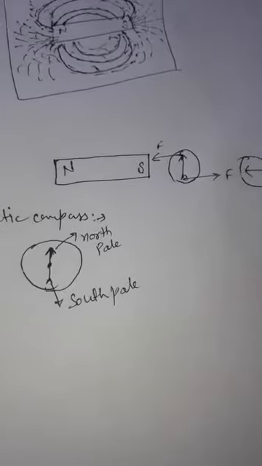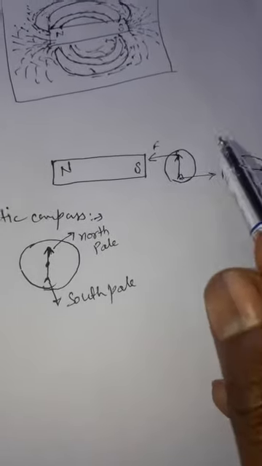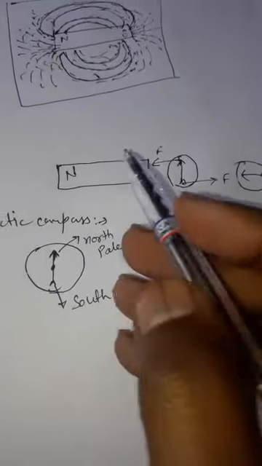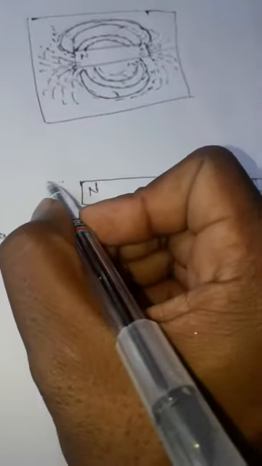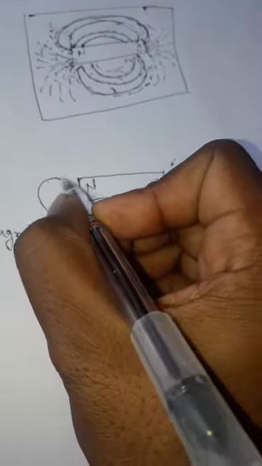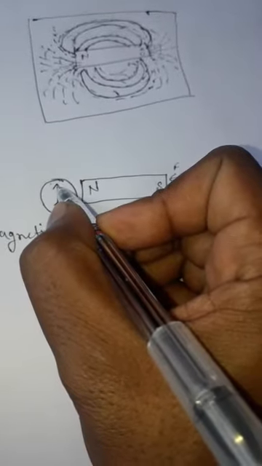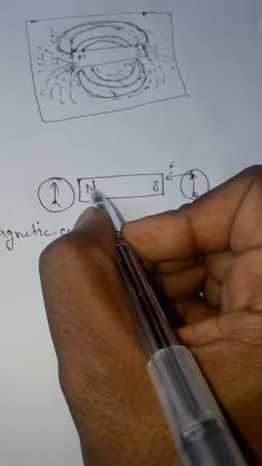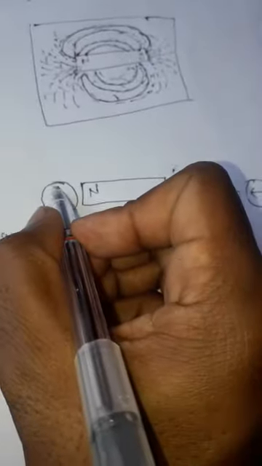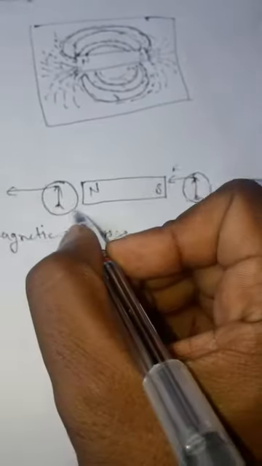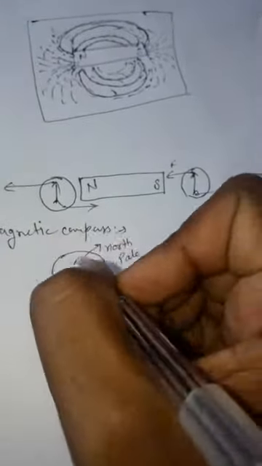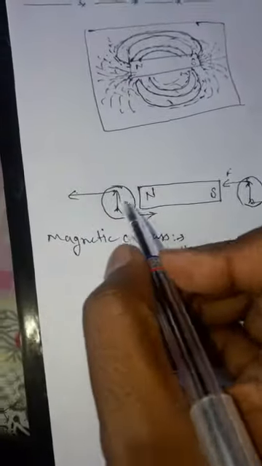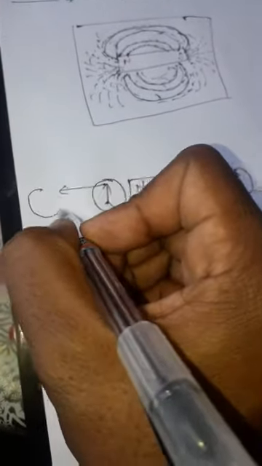Similarly, if we place this needle here, then this north pole experiences a repulsive force due to this north pole, so it experiences a force in this direction, and the south pole experiences a force in this direction. So here it looks like this.